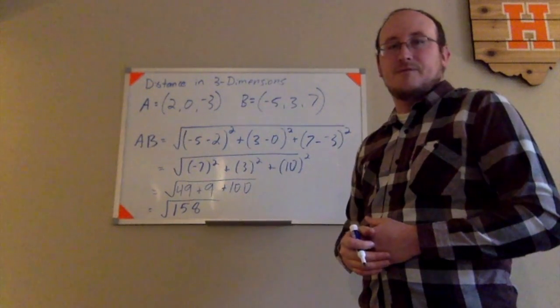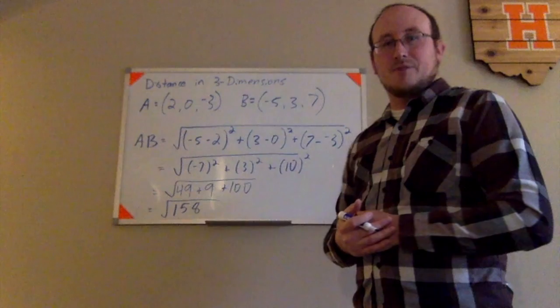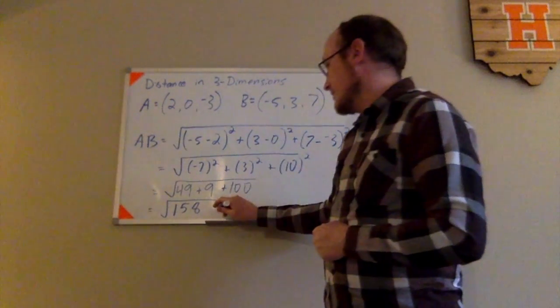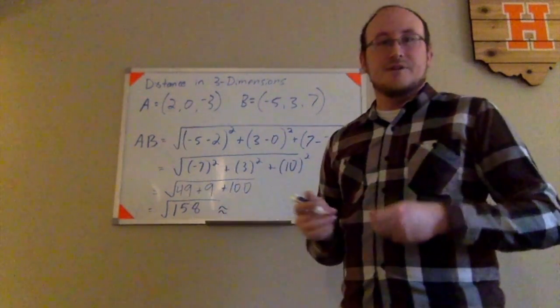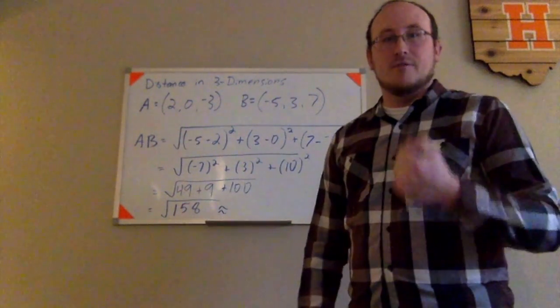If you wanted the exact answer for the distance between those 2 points, there's the exact answer, the square root of 158. If you want it rounded to the nearest hundredth, we'll go to the calculator and compute that. So let's figure out what this is approximately equal to, rounded to the nearest hundredth. But again, the exact answer for the distance would be the square root of 158.